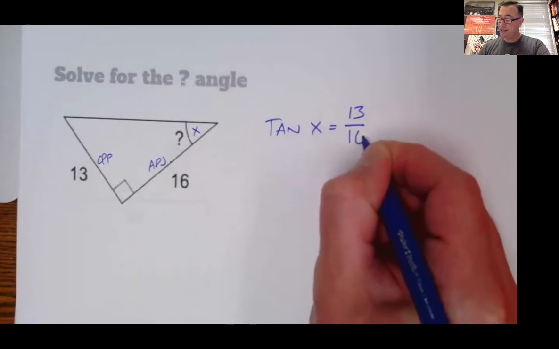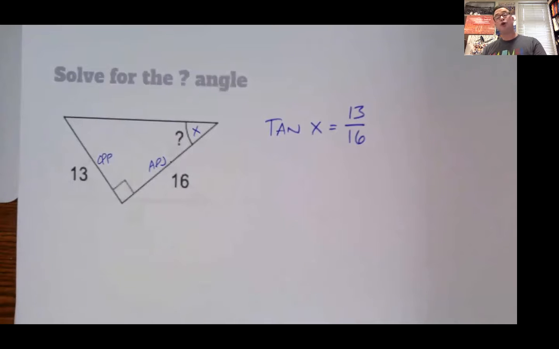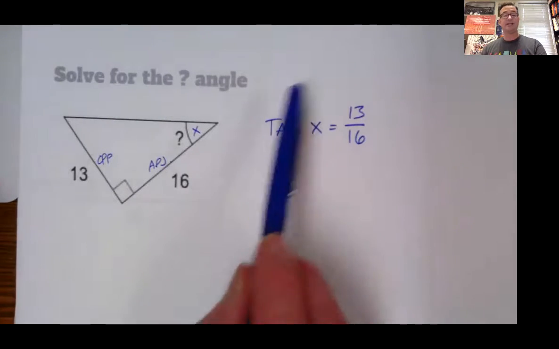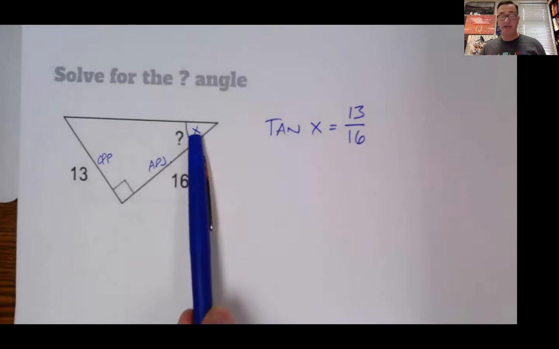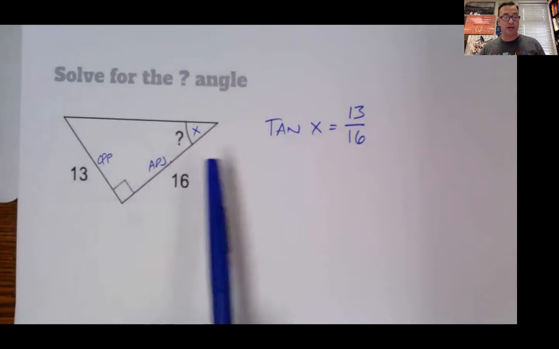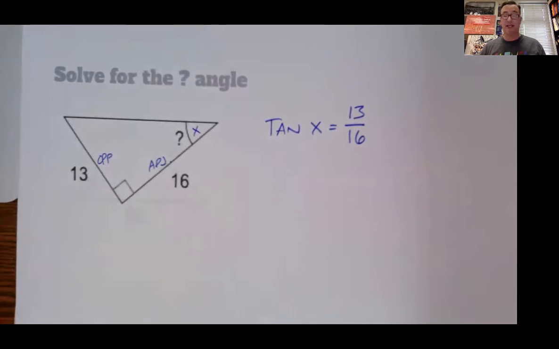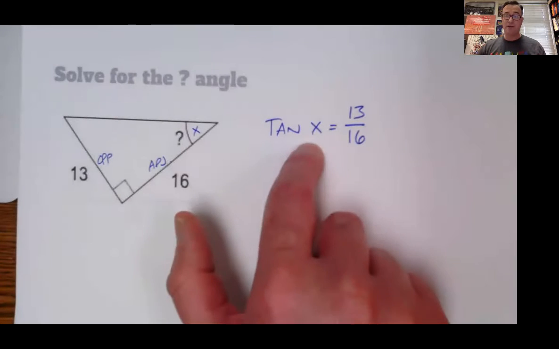over adjacent 16. Now the reason why I'm setting it up this way first, you want to set up the trig ratio first. Because once you set this thing up, now you know what you can do with it. So I've set this up based upon my unknown angle and the two sides. The tangent of X equals 13 over 16. Then what we're doing is solving for that angle.